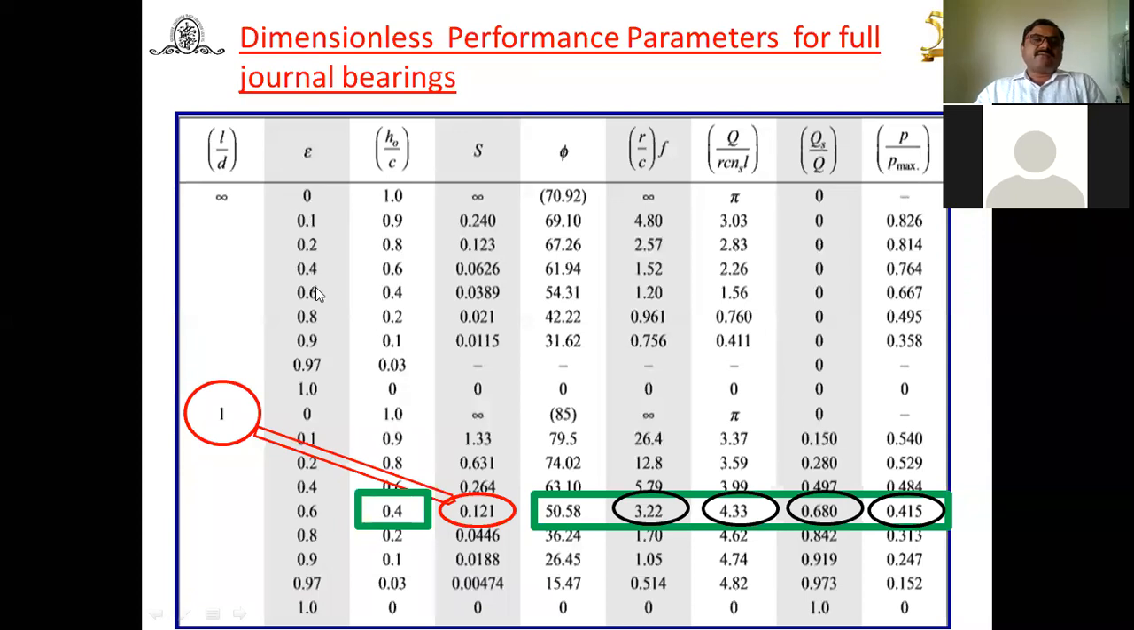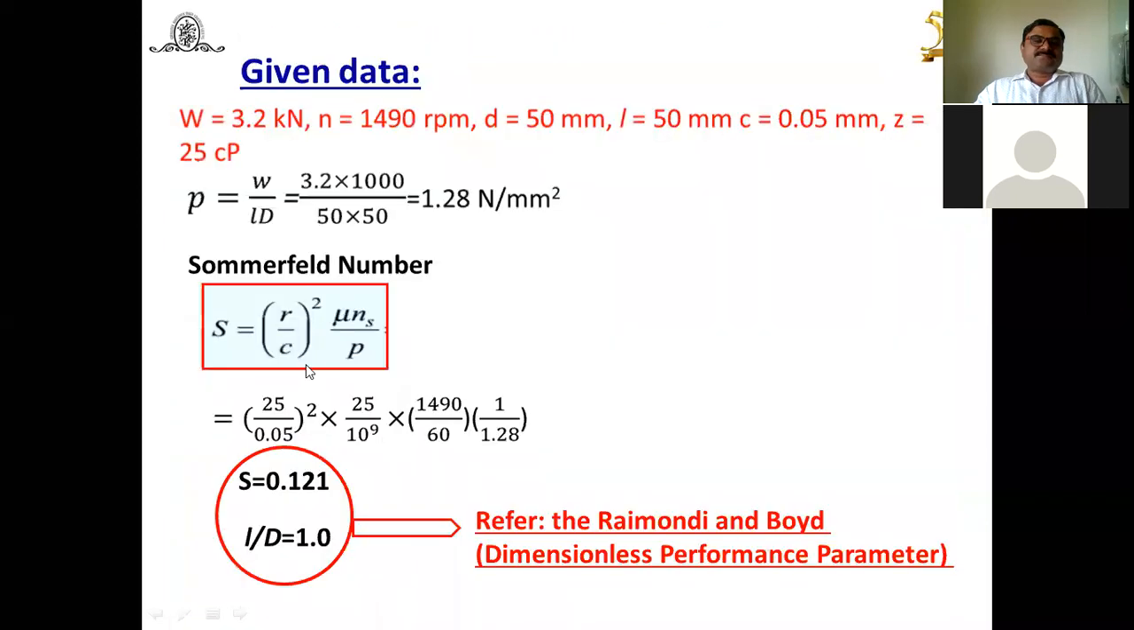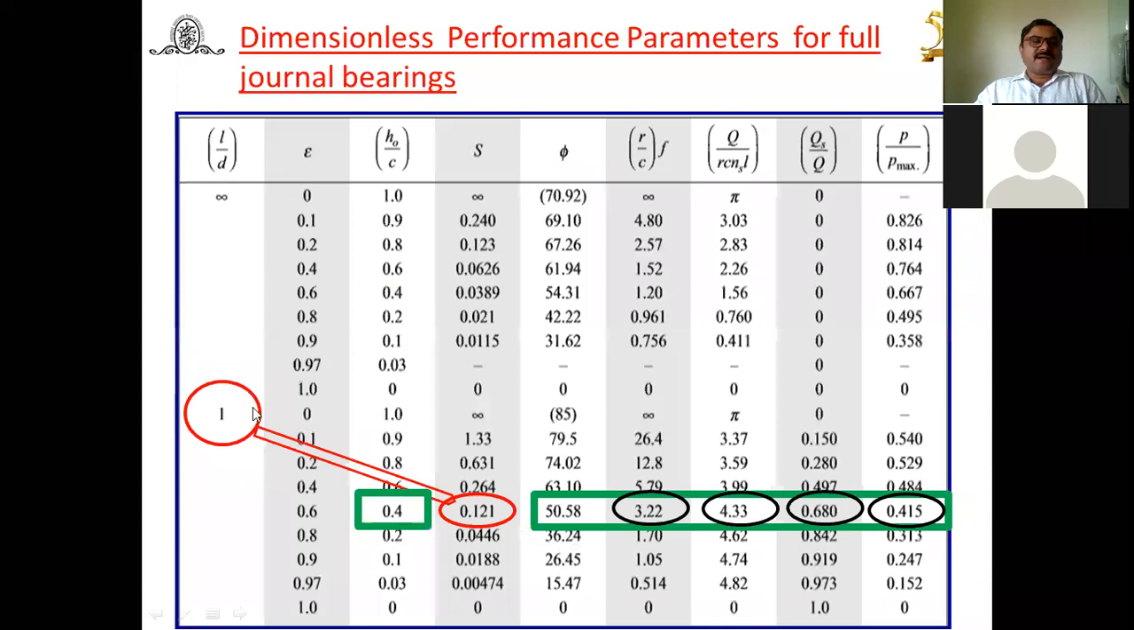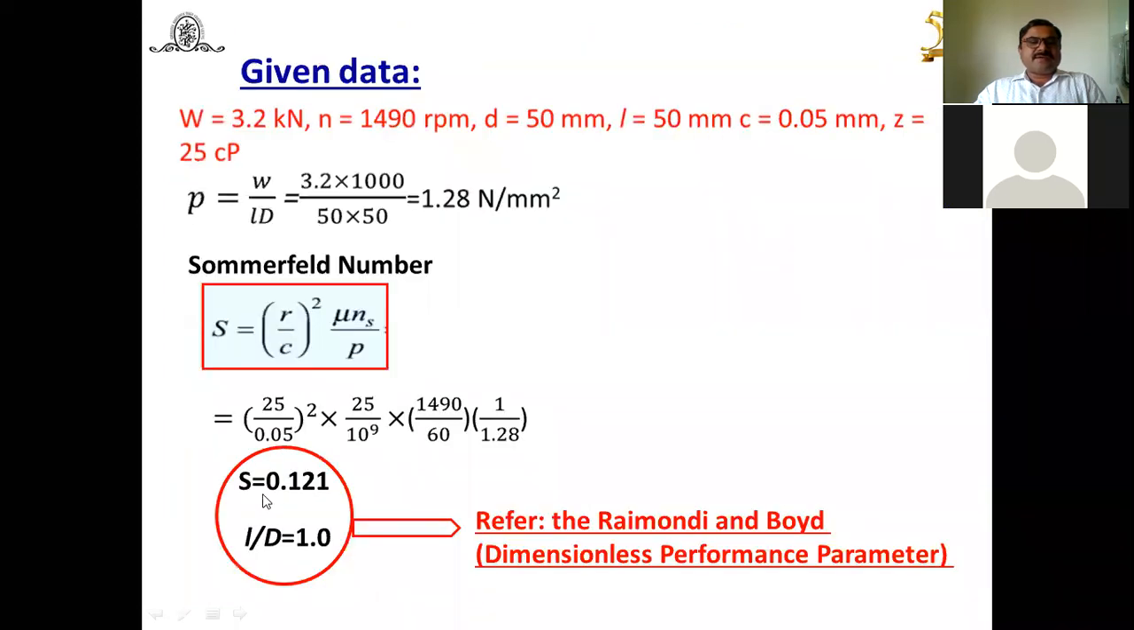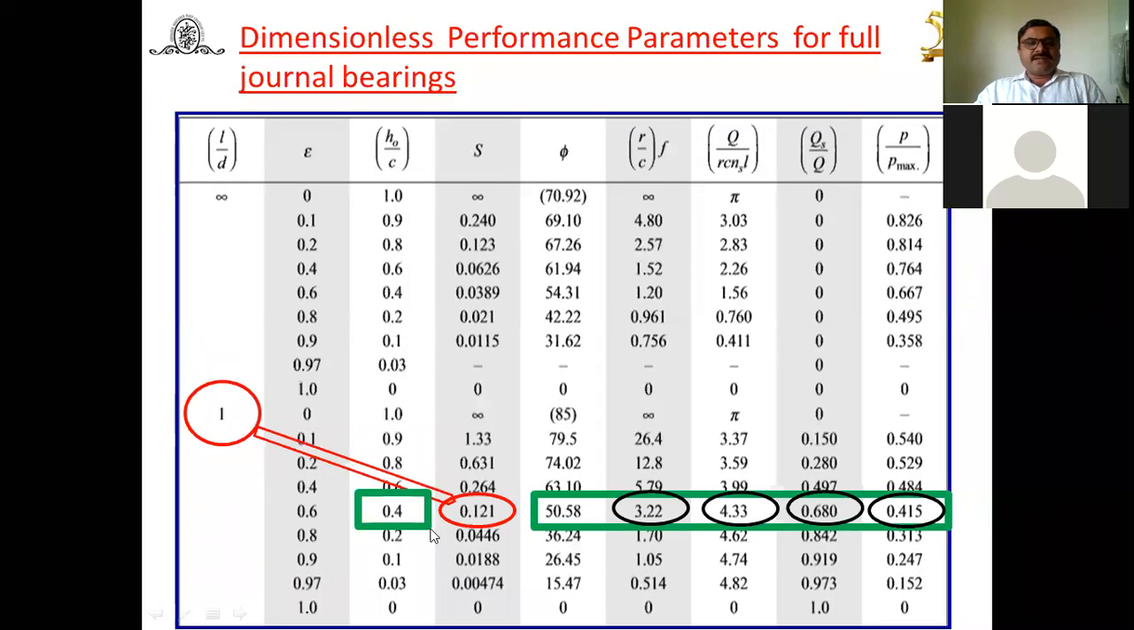Now let us see. We have already calculated S equal to 0.121 and L by D equal to 1. So what do you have to do? First of all, locate L by D equal to 1. For L by D equal to 1, you have a number of options for the eccentricity ratio and the Summerfield numbers. As per our calculation, we have S equal to 0.121, so from L by D equal to 1, locate 0.121.